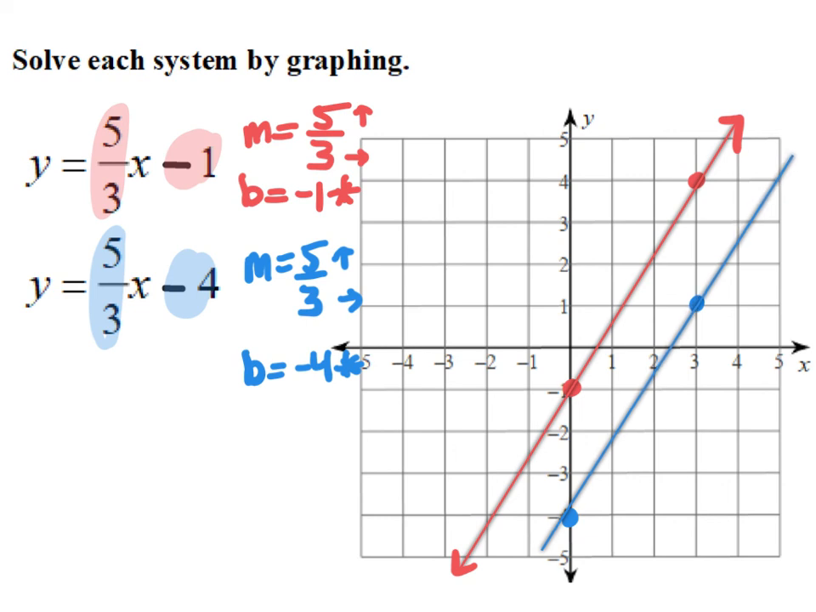Now what we can see is that these lines are parallel and are going to continue forever and ever and never cross. So this is what we call no solution.